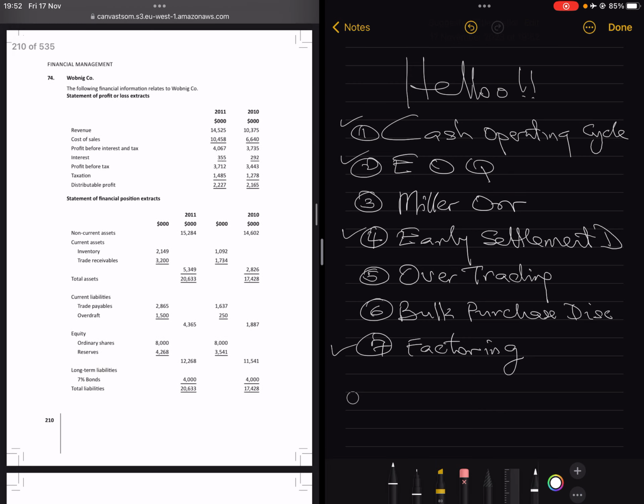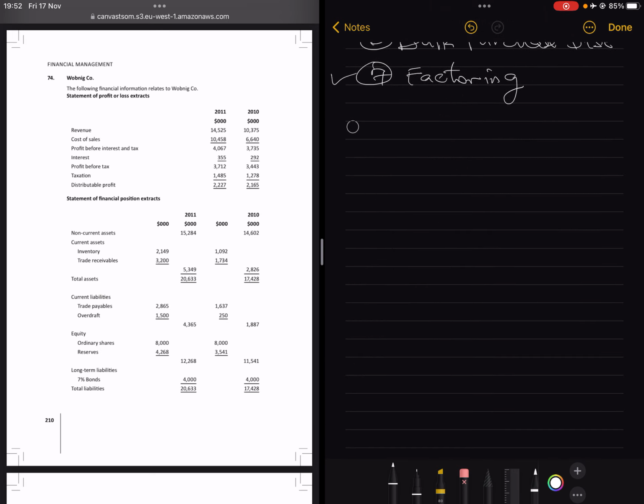So today I'm going to do this question, which is Wobning. Wobning will cover Miller-Orr and overtrading. And we'll just focus on those 2 concepts, which this question will help us. In terms of theoretical part of it, I've done videos where I've done the explanation on that. But I always like to solve questions, especially exam question, that you will be able to see how examiners might actually try to assess your understanding of this concept.